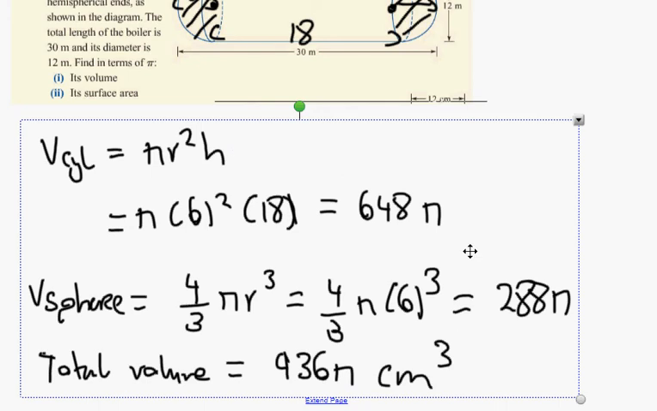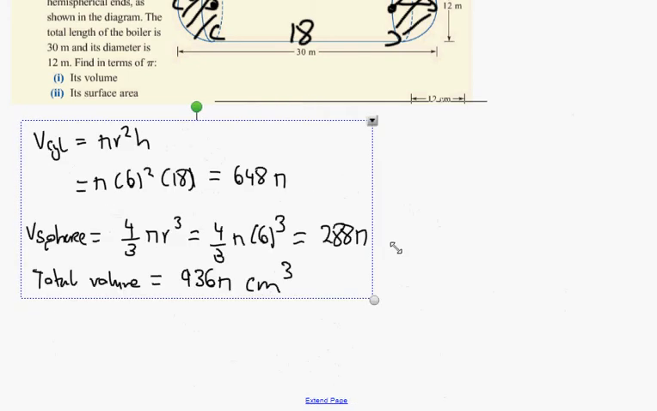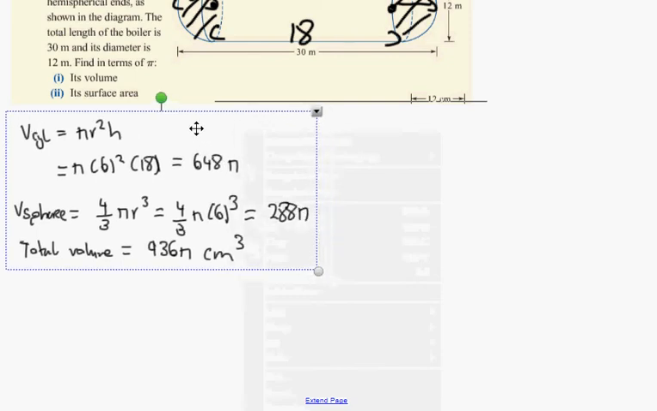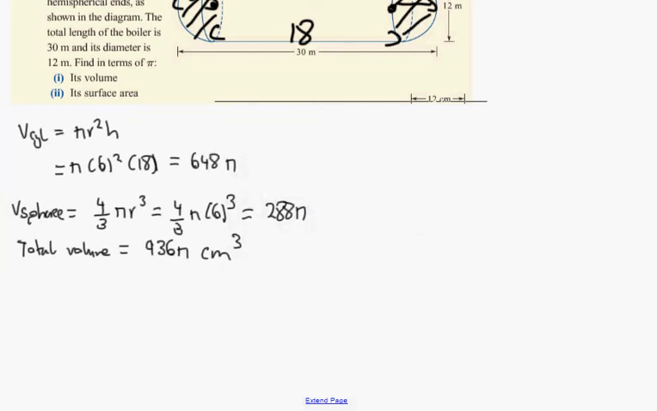Okay, now that's done. In the black is the solution for the volume. What we're going to concentrate on now is the surface area. The surface area solution will be in red. So what we're doing next is figuring out the surface area.